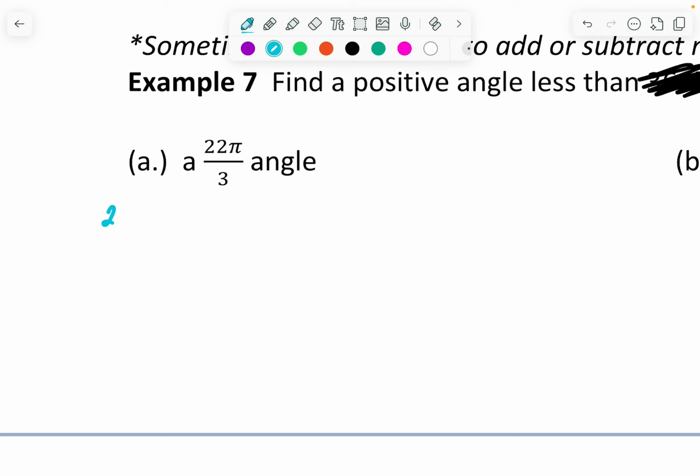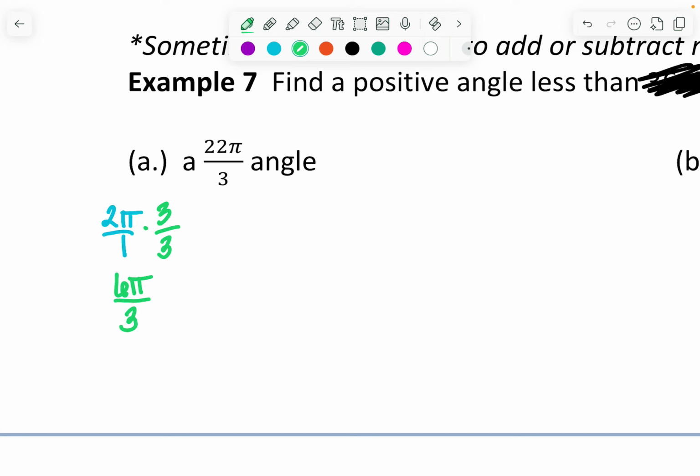So again, 2 pi over 1, I need to make this into thirds. And you can do this in your head. You don't have to write this down, but I'm showing you for each of these. So 6 pi over 3 is going to be what we want. Notice if I just do 22 pi minus 6, I get 18 pi over 3. 18 divided by 3 is much bigger than 2. So that's not going to be enough. So you can keep subtracting one at a time until you find a number that works.